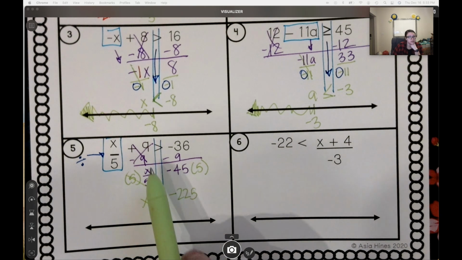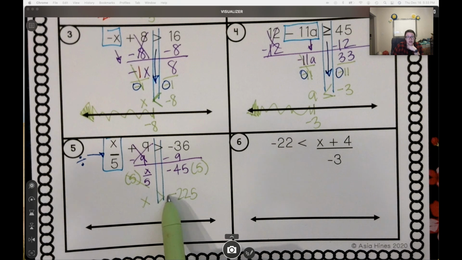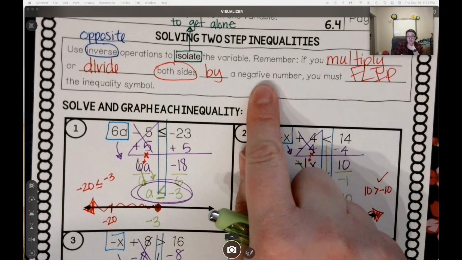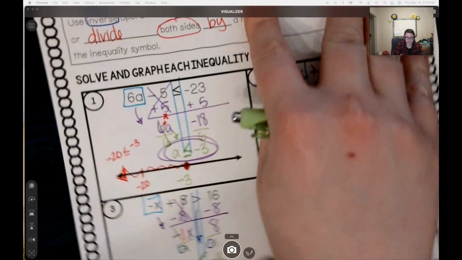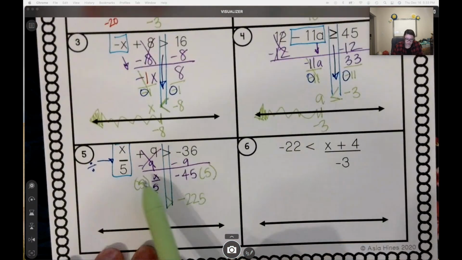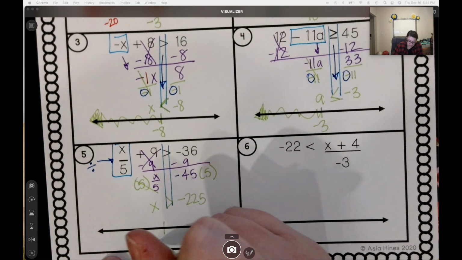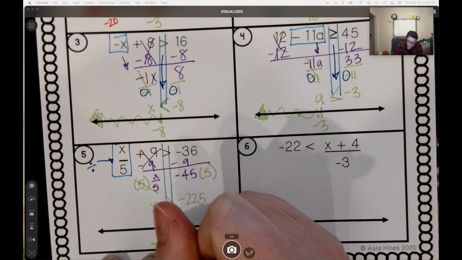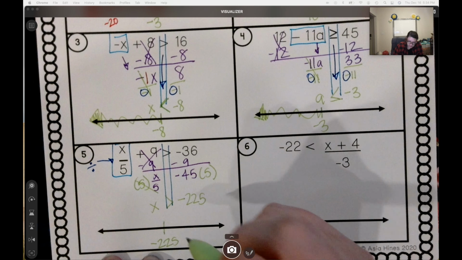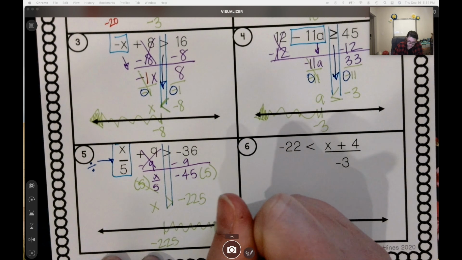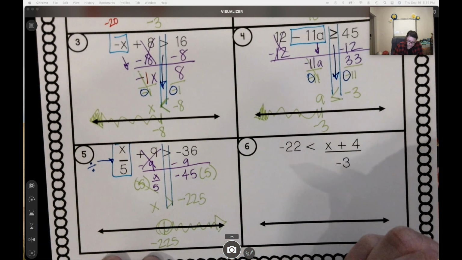The sign does not flip here. Both sides were multiplied by a positive number. We only flip if it's negative. So we multiply both sides times 5. X is greater than negative 225. So we should be shading to the right with an open circle.